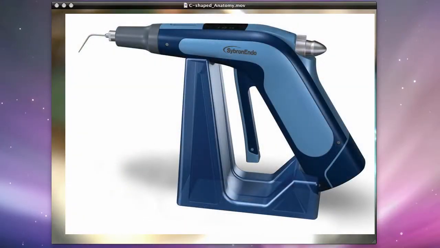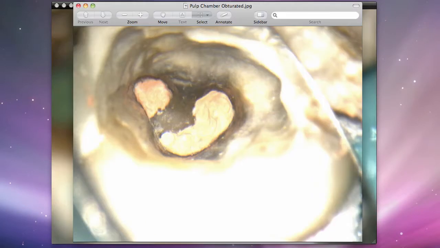I obturated using the continuous wave technique, and that's a thermoplastic technique, so a heated GP technique, and it's for sure the most appropriate manner with which to obturate these teeth. Here's a photo of the pulp chamber after obturation, and you can see that using that softened GP we can fill all the way through this fin, the distal canal.